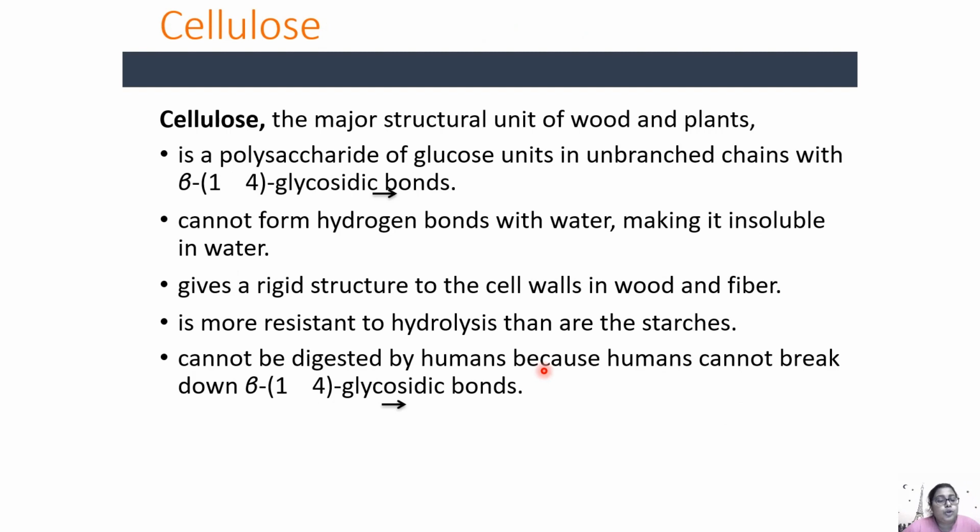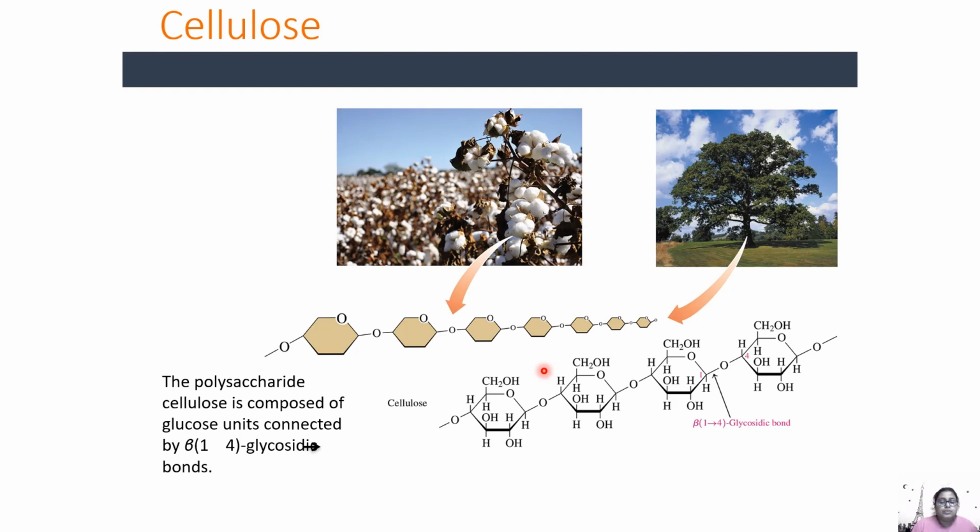We have talked a little bit about cellulose before. Cellulose is a major structural unit of plant and wood, and it's a polysaccharide of glucose units in unbranched chains with beta 1,4 glycosidic bonds. So they cannot really form hydrogen bonds with water, making it insoluble in water, and it's also more resistant to hydrolysis than other starches. It gives a rigid structure to the cell walls in wood and fiber. Cellulose cannot be digested by us, because we humans are not capable of breaking down beta 1,4 glycosidic bonds. Cellulose is not digestible by us. You can see the cellulose structure over here.